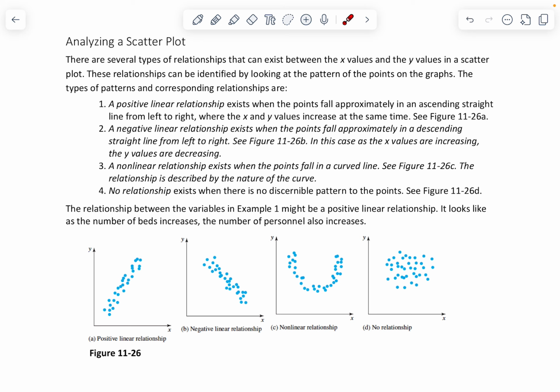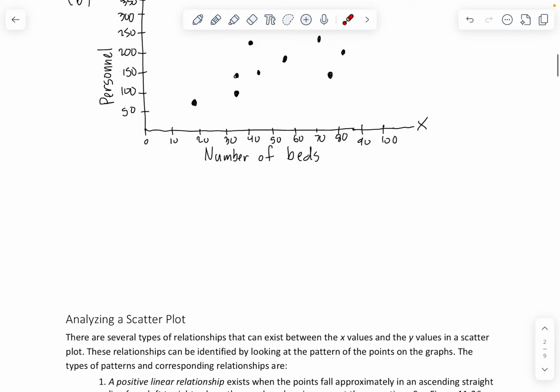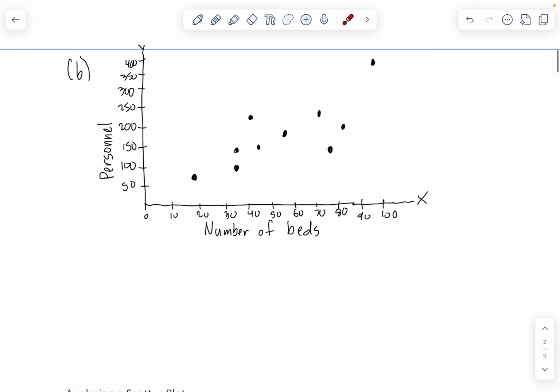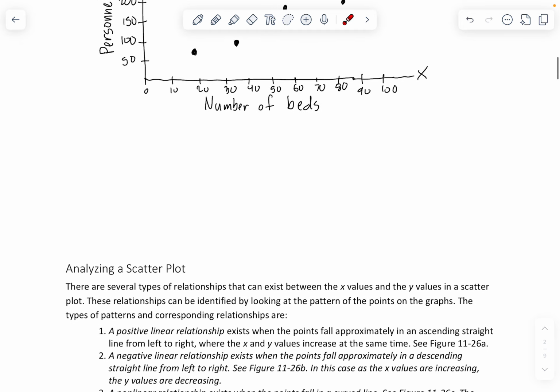A positive linear relationship exists when the points fall approximately in an ascending straight line from left to right, where the x and y values increase at the same time. See figure 11.26a, this one right here represents a positive linear relationship. Even the scatter plot that we just created up here is a pretty good representation of a positive linear relationship.